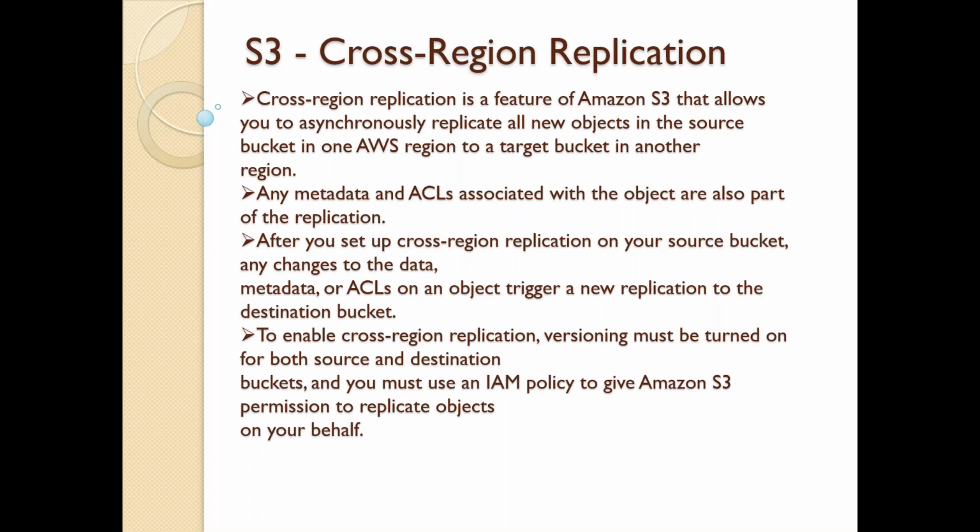Very important question in your exam as well as in your interview: to enable replication, versioning must be enabled both on target and source bucket. If you don't enable versioning, this will not work. Okay, so please keep that in mind. The important criteria for replication is both source and target versioning must be enabled. And you must use the IAM policy to give permission to replicate your objects on your behalf. So of course you need to give permission so that your S3 can go and replicate.